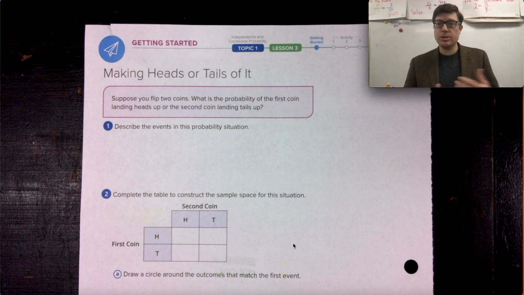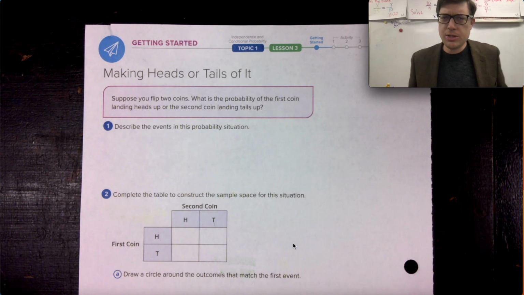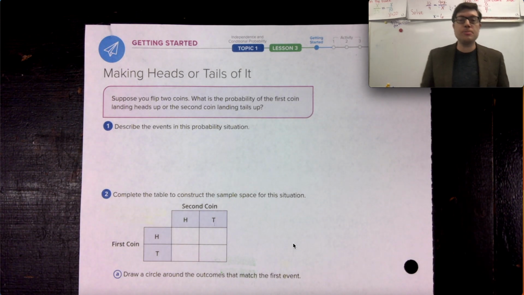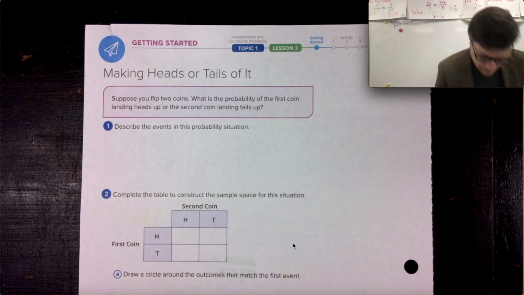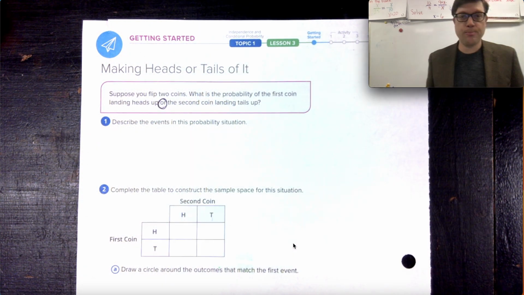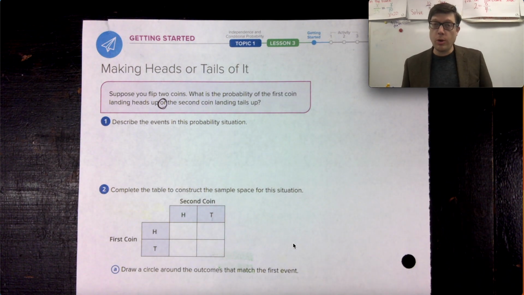Let's talk about conditional probability. Let's use the example of flipping a coin, making heads or tails of it. Suppose you flip two coins. What is the probability of the first coin landing heads, or, the second coin landing tails up?